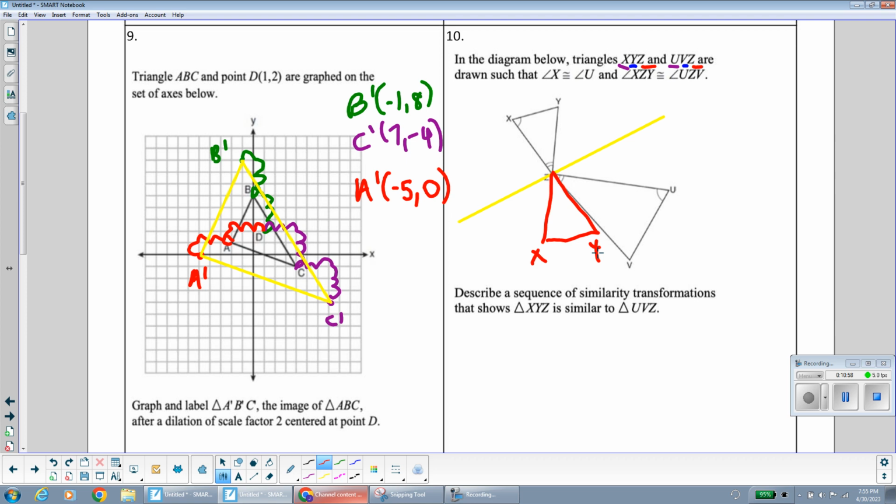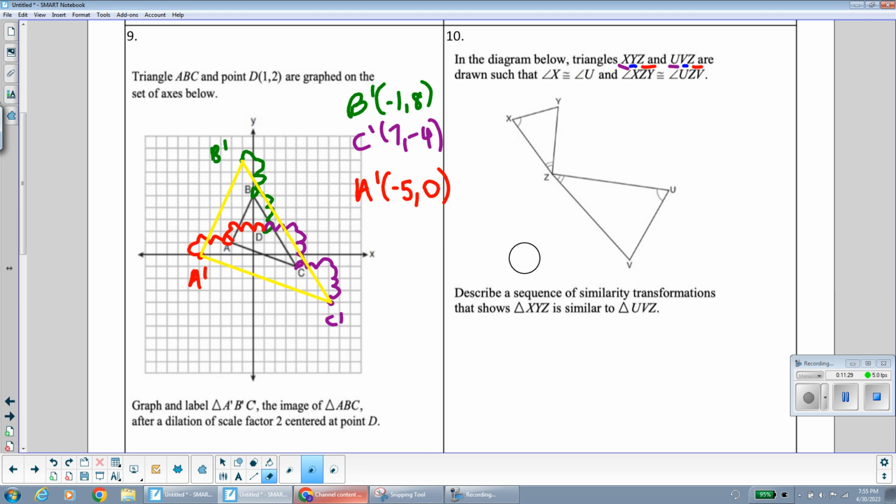So notice, then, if you turn it and make it bigger, X will match up with V. But X is not supposed to match up with V. X is supposed to match up with U. And Y is going to match up with U, but Y is not supposed to match up with U. Y is supposed to match up with V according to the naming. So if you flip it, it actually messes up the orientation. So a reflection is not going to be helpful here. So I just wanted to point that out.